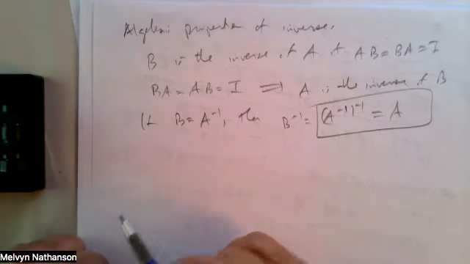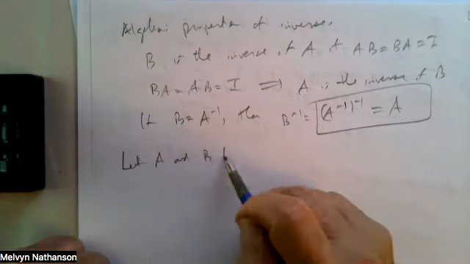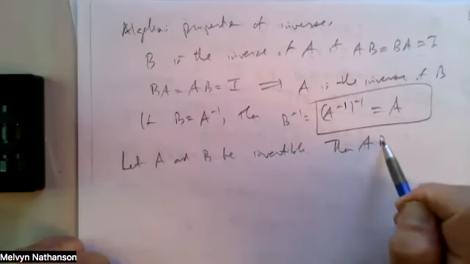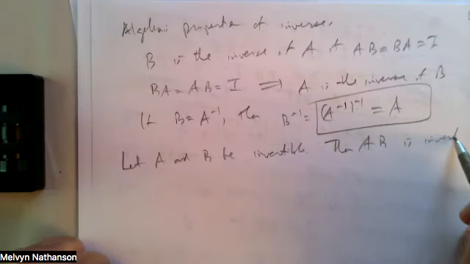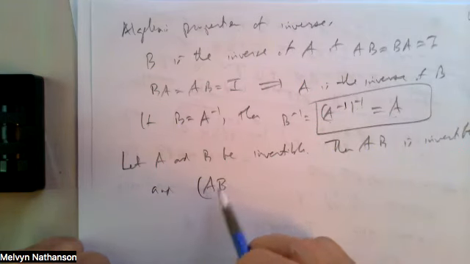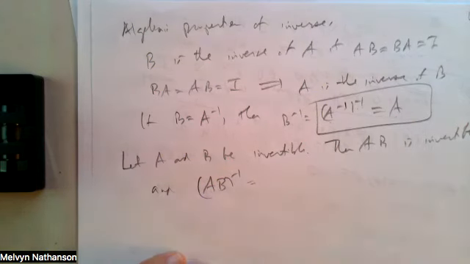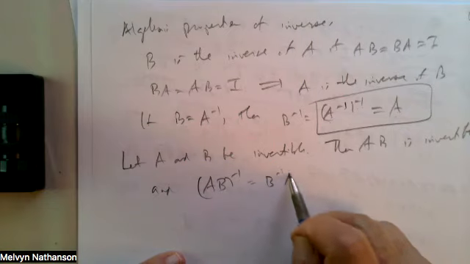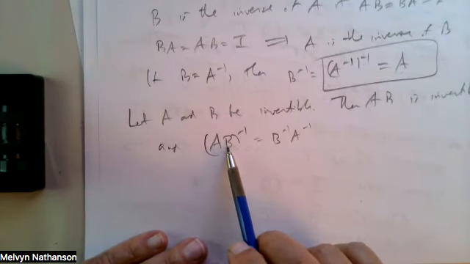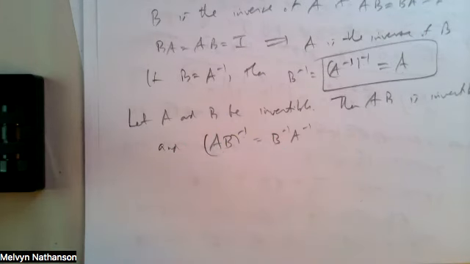A second property of inverses is the following: let A and B be invertible, then A times B is invertible. So the product of invertible matrices is invertible. And what is the inverse of the product AB? It's not the inverse of A times the inverse of B, but the opposite order product. It's B inverse times A inverse. So the inverse of AB is the inverse of B times the inverse of A, in that order.